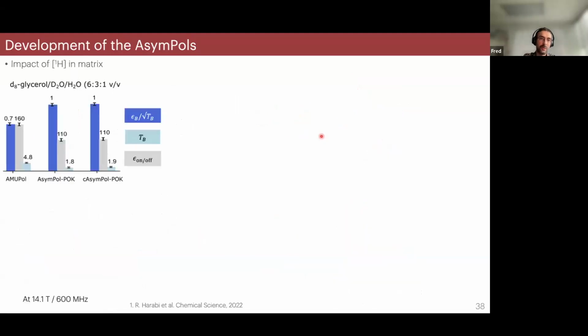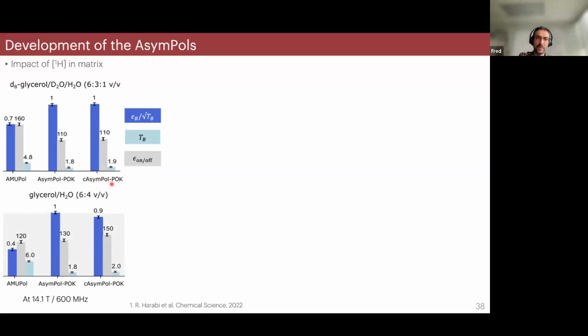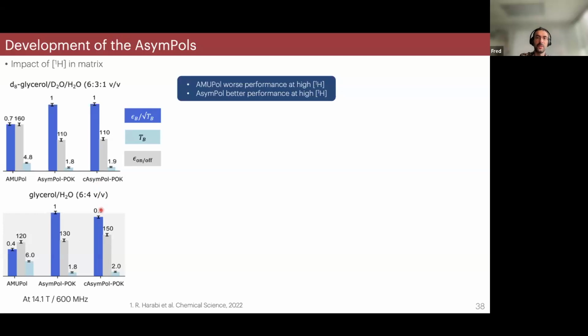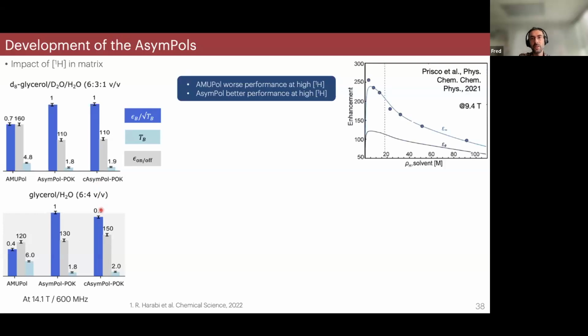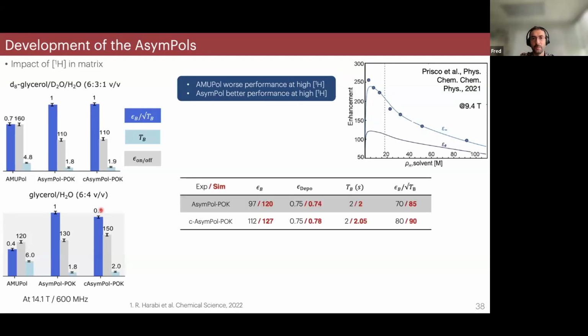Okay, another thing that we noticed with this radical: once you have all those parameters, you can start to play around with the radicals. We noticed that if we are working in a deuterated medium, the radicals AsymPol POC and C-AsymPol POC were somewhat better than AMUPol, but not significantly. However, when going to protonated medium, the enhancement went up, and it was working significantly better. It's odd because AMUPol is known to not work well when the proton concentration is high, but AsymPol worked better.